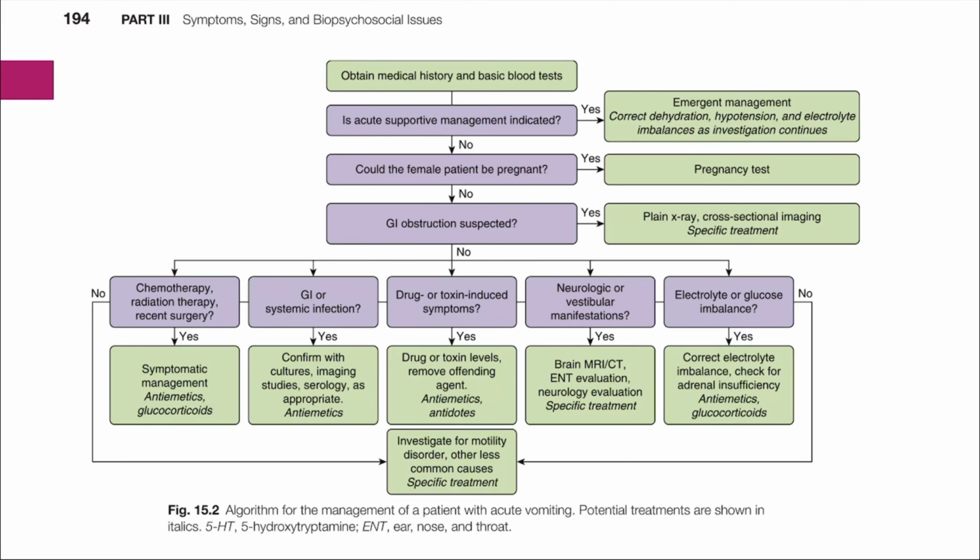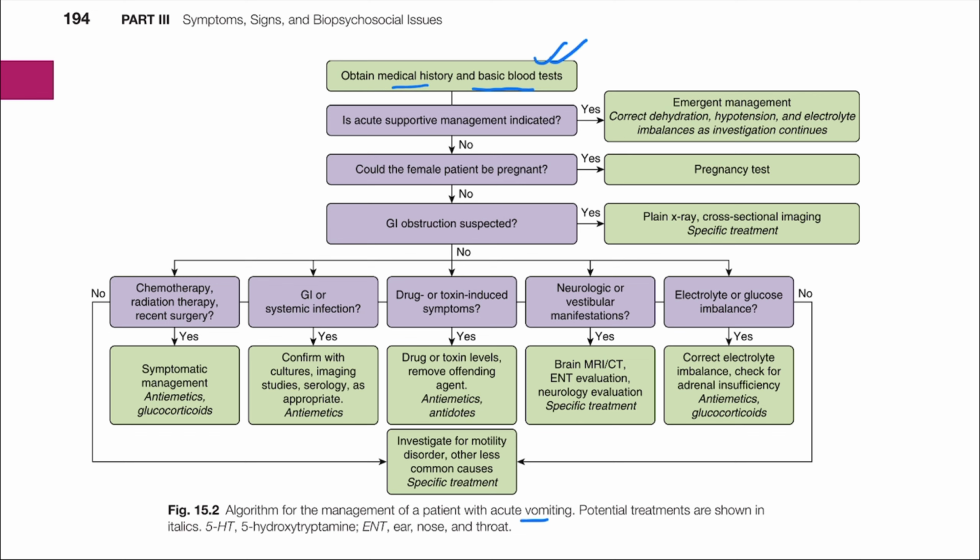Let's discuss the algorithm for the management of acute vomiting. First of all, we have to take the medical history. Medical history is most important. It takes us to the different etiologies. And then after that we have to do basic blood tests.